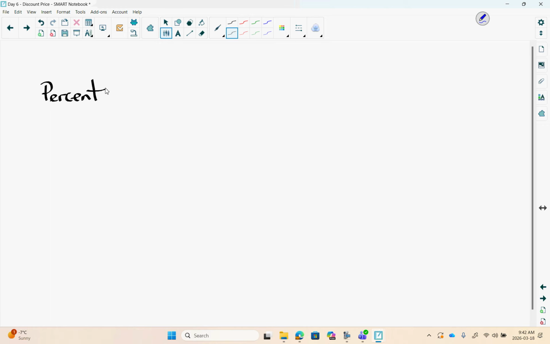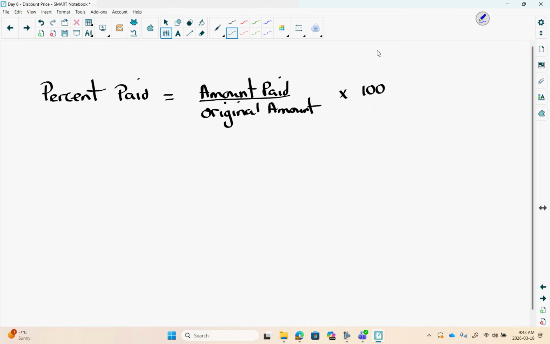So it's very similar to our percent markup. It's equal to the amount you paid, so whatever you paid for the item, divided by the original amount. So what that item was originally worth. And then you're going to multiply that by 100 to change it to a percentage.